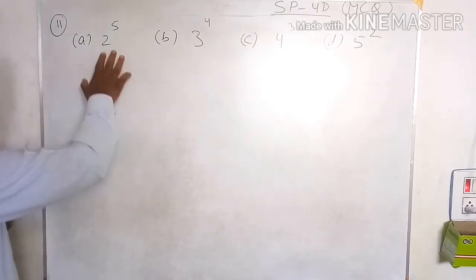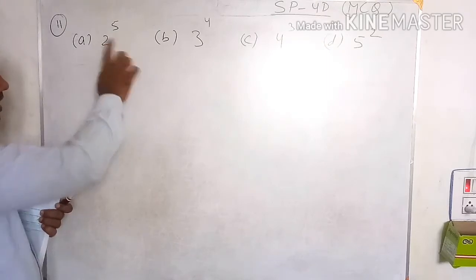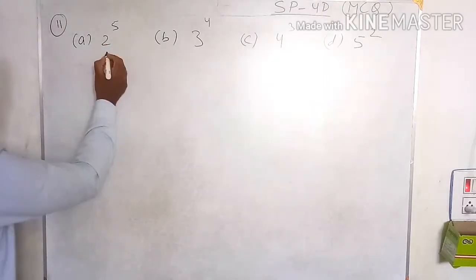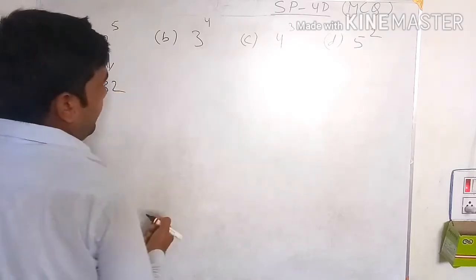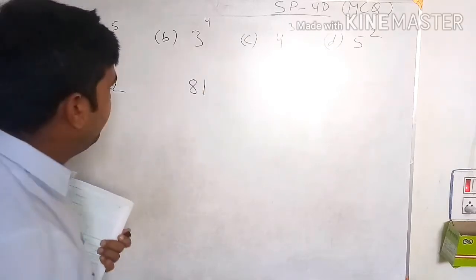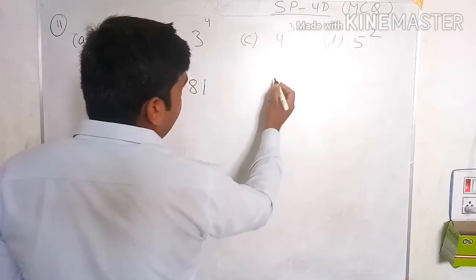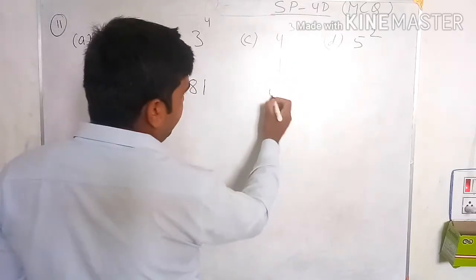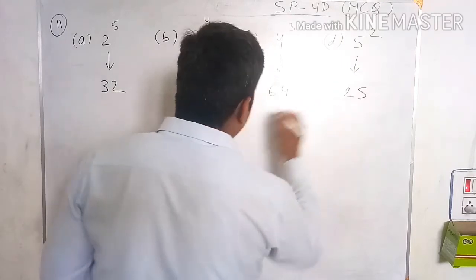Now the value of 2 to the power 5 is what? 32. If you multiply 2 by itself 5 times, you will get 32. The value of 3 to the power 4 is 81. If you multiply 3 by itself 4 times, you will get 81. The value of 4 to the power 3 is what? 4 times 4 is 16, 16 times 4 is 64. The value of 5 square is 25.